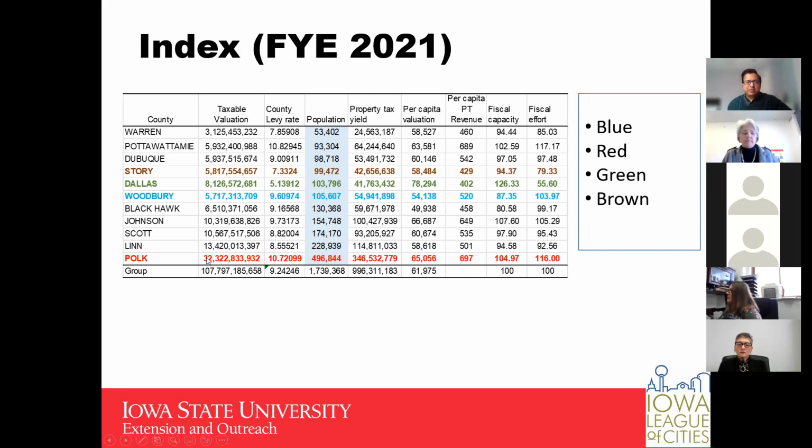The one in red, which is Polk County, here you see that the index is higher than 100, which means that relative to the group, the county actually has a slightly higher per capita valuation, but their levy rates are also equally high, which simply means that this is their over reliance on property tax.